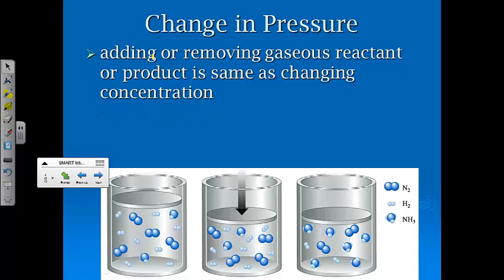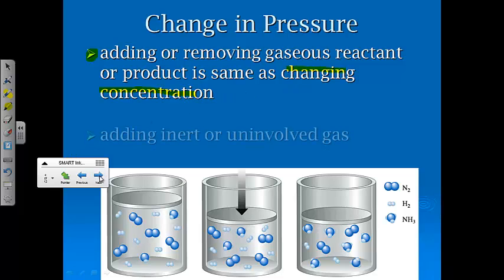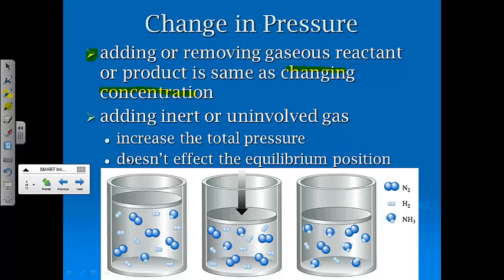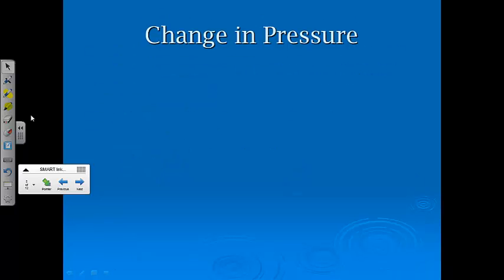Now, if we change pressure, if we add or remove gaseous reactants or products, it's the same as changing the concentration. So if we change the amount of gas, it's going to be the same as the last one. Now, if we add an inert or uninvolved gas, it's going to increase the total pressure, and it will not affect the equilibrium position. So an inert gas is not going to have an effect.